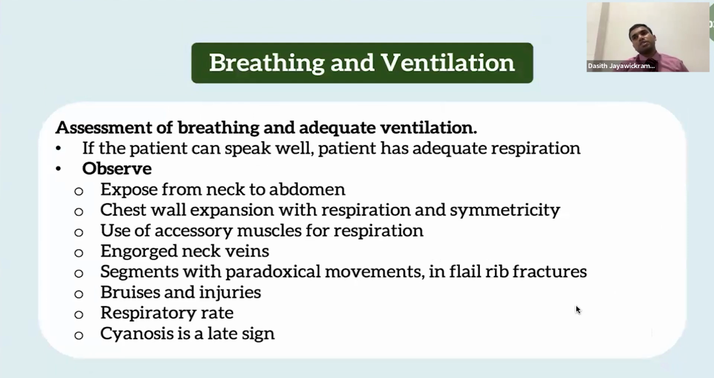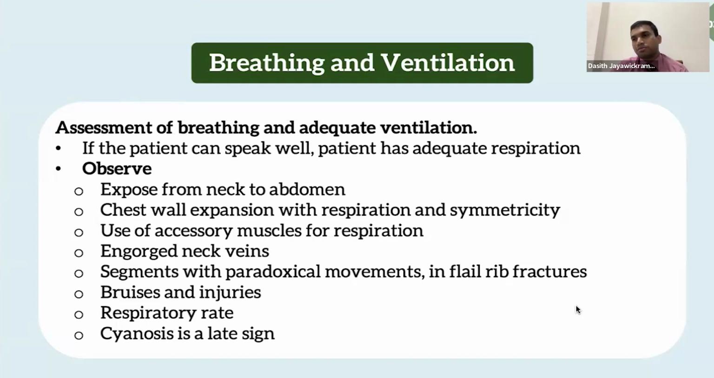So how do you assess a patient for breathing and ventilation? Again, we look at the patient, we listen to the patient, and we palpate and feel the patient. This is the principle. We speak to the patient first. If the patient can answer us, then we know there's adequate ventilation, and the patient can take breaths, so the breathing is neither fully compromised nor normal. Then we observe the patient. We expose from the neck to the abdomen and look at the patient's chest and neck.